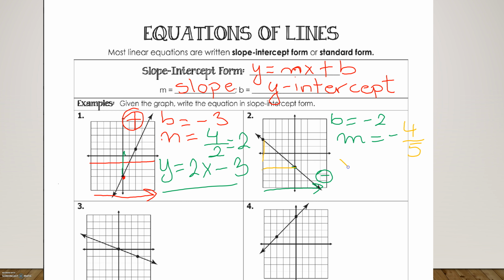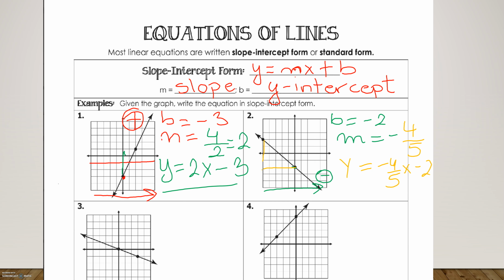So our equation is going to say y is equal to negative 4 over 5 x minus the y-intercept, which is minus 2.